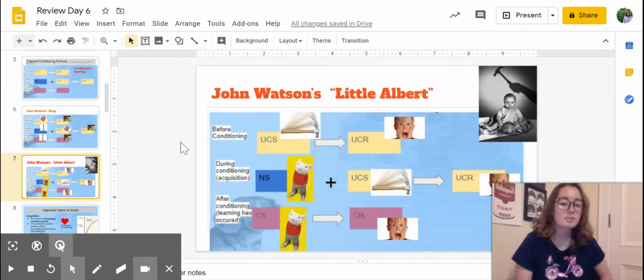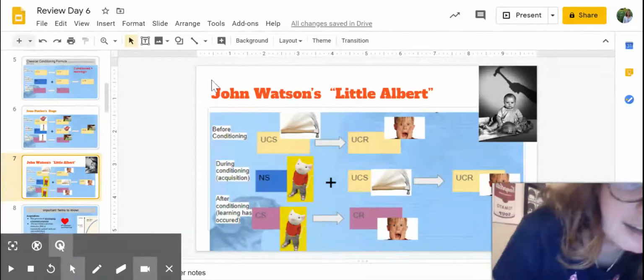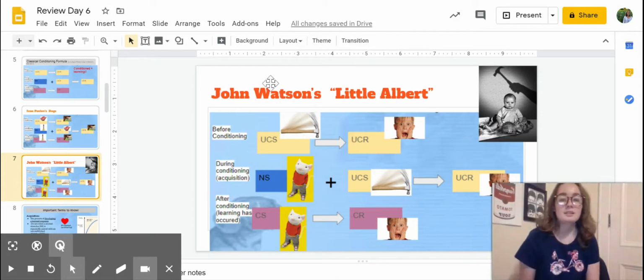So next example is little Albert. John Watson is the psychologist who took Pavlov's classical conditioning principles and said, hey, can we apply these to humans? Let's see if we can kind of train and force humans to have these kind of classically conditioned responses as well. So he set up kind of an unethical study with little Albert, and he took our little baby Albert here, and he used the unconditioned stimulus of a hammer bang.